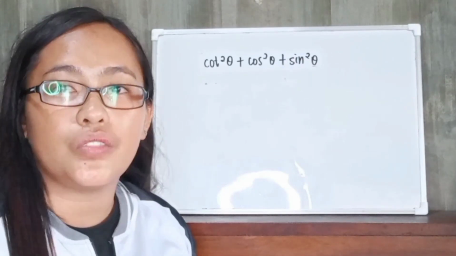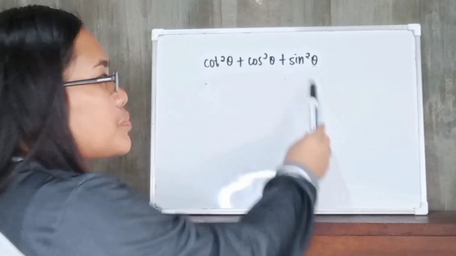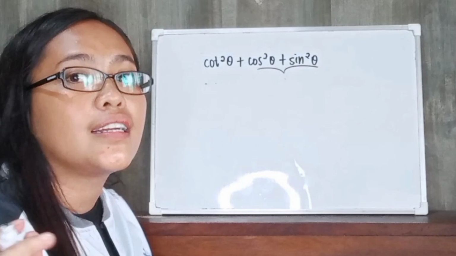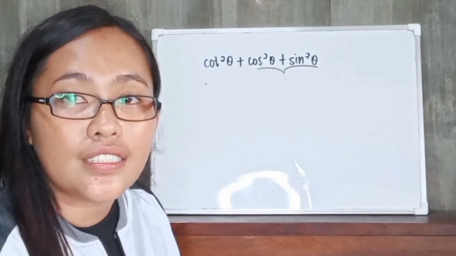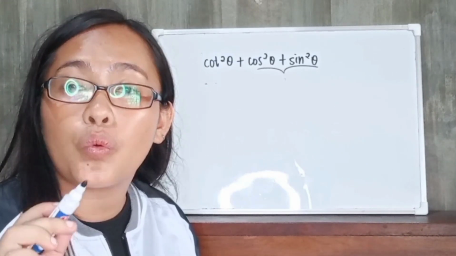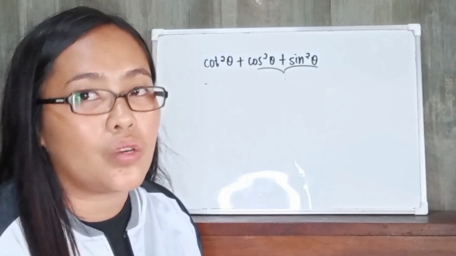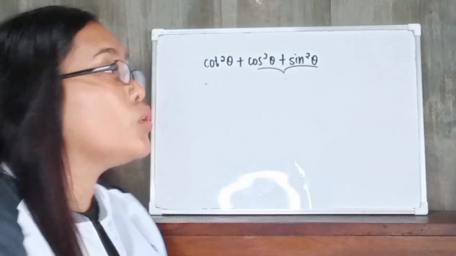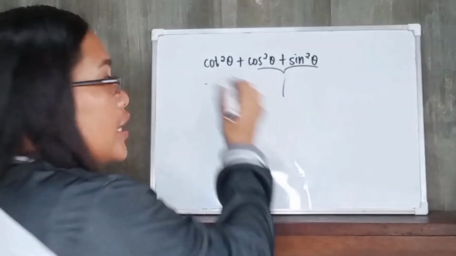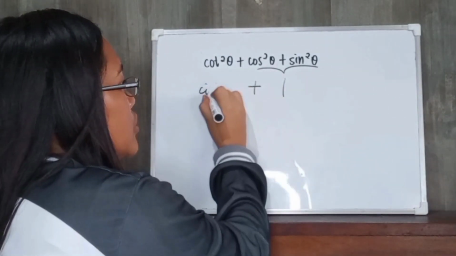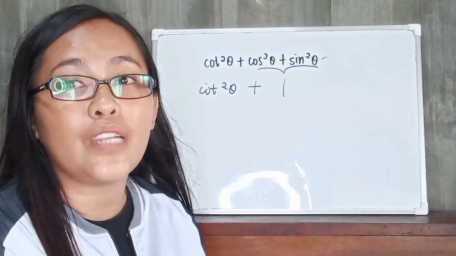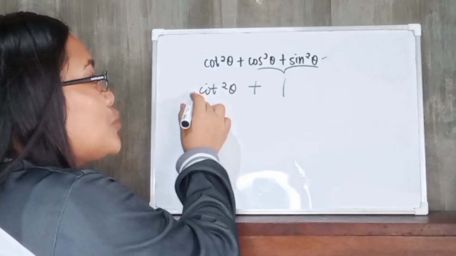So, the first thing we need to do is to observe the expression. And as we have observed here, the cosine squared theta plus sine squared theta is very familiar, right? It is because it is found in the first form of the Pythagorean identity, which is sine squared theta plus cosine squared theta is equal to 1. Therefore, we can conclude that cosine squared theta plus sine squared theta is equal to 1. And copy the remaining plus cotangent squared theta. So now it is simpler than what we had before.